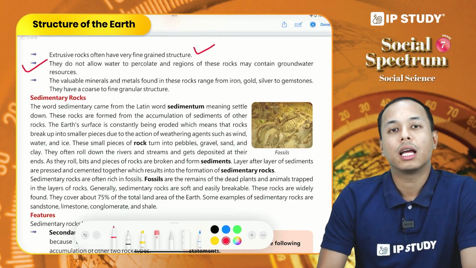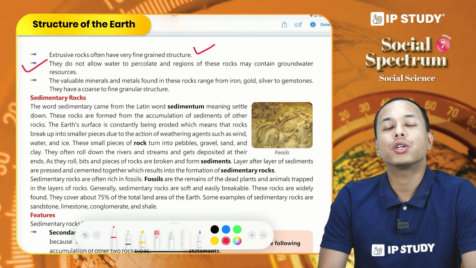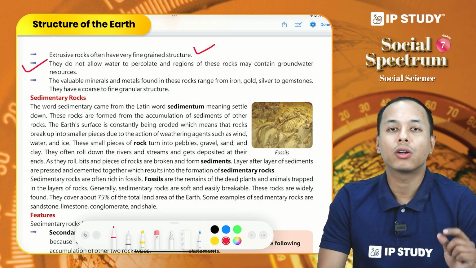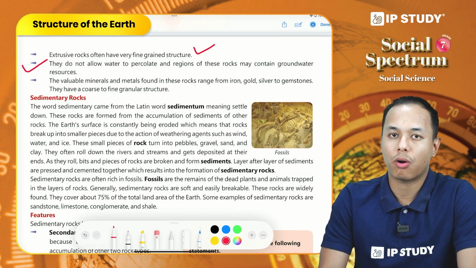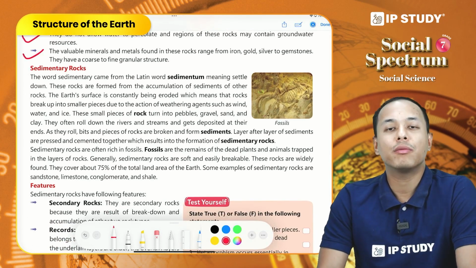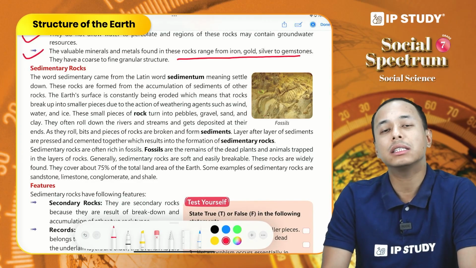Third, they are compact as already discussed. That means they do not allow water to percolate. That means here we can find groundwater resources trapped within these rocks. And lastly, different valuable minerals and metals like iron, silver, gemstone are formed in these rocks.